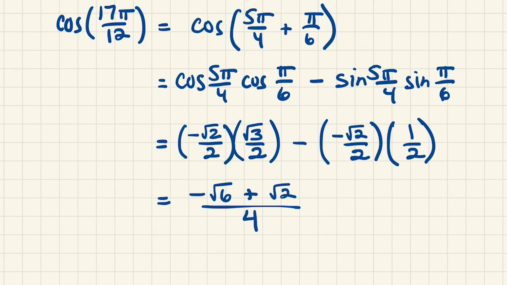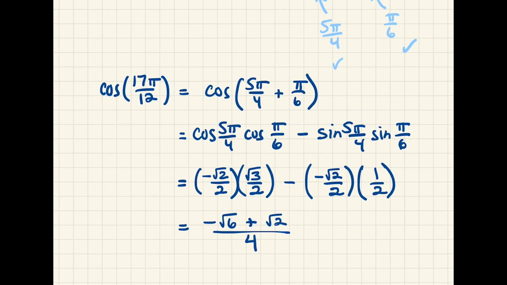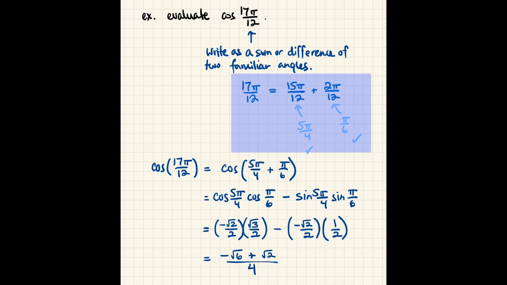Notice that this quantity is actually negative because rad 6 is larger than rad 2, so negative rad 6 will be very negative compared to the rad 2, so this whole numerator is negative. And that makes sense because 17 pi over 12 is in the third quadrant, and being in the third quadrant means the cosine value is negative. By the way, if you're really uncomfortable with all this fractional work, especially right at the start, you can just convert this to degrees and do all your work in degrees. You'd get the same answer, so that's perfectly all right if you wish to do it that way.